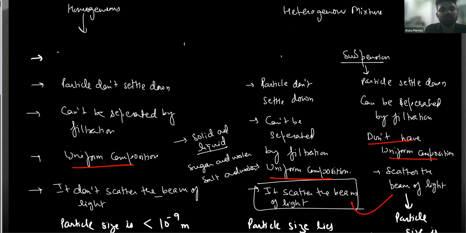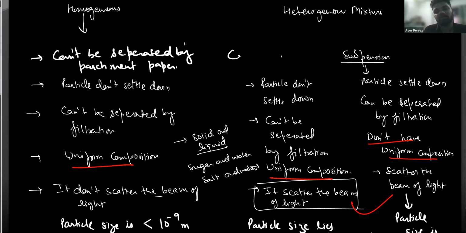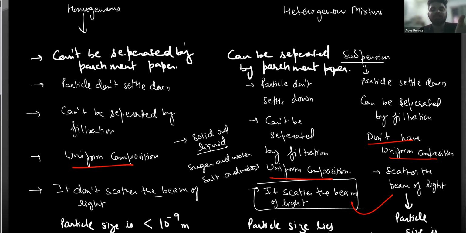The true solution can't be separated by parchment paper, and the colloid can be separated by parchment paper. This is important because this is a specific condition, while almost everything else is the same. So we need to write this one also. The true solution can't be separated even by parchment paper, but the colloids can be separated. Okay, got it?